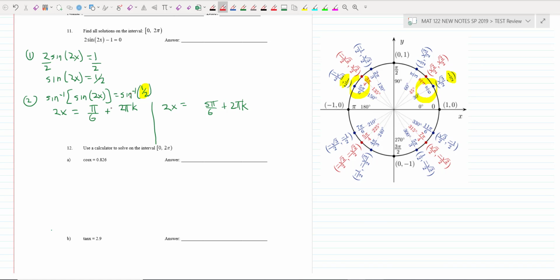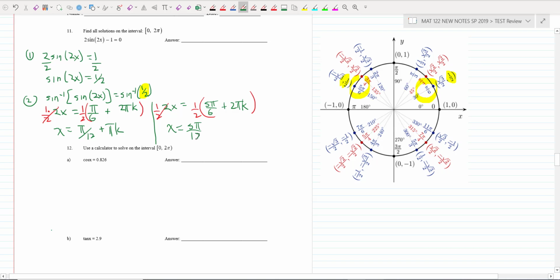We know that k is going to be an integer. So we're going to solve these 2 equations by multiplying both sides by a half. That will give you the formula x equals pi over 12 plus pi k. I'm just multiplying straight across. I'm taking half of 2 pi, which is pi. I do exactly the same thing over here, multiplying both sides by a half. What I'll get here is x equals 5 pi over 12 plus pi k, where k is an integer.